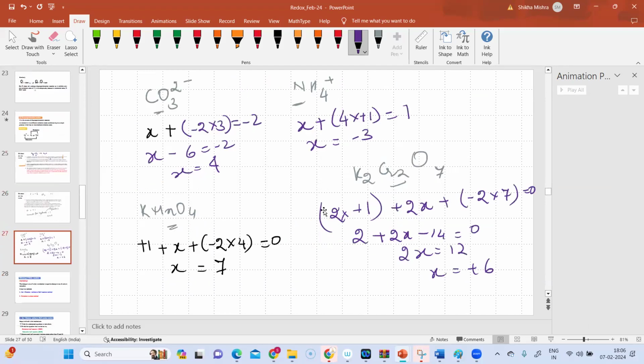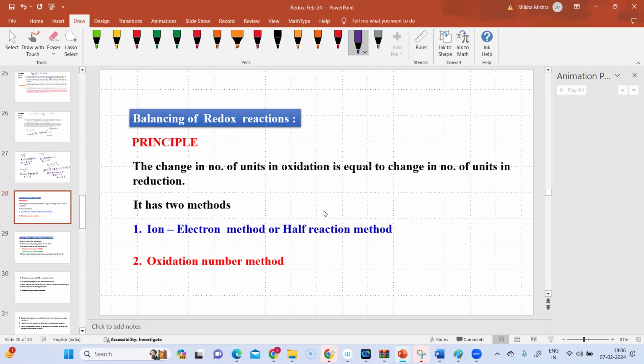We have already done oxidation number. Now coming quickly to the next topic to be discussed, that is balancing of redox reactions. Ritika, I'll be very happy if you tell me, have you been taught both the methods, or have they taught you only one method? Ion electron method or oxidation number method, or both? Ma'am, they taught the second method, the oxidation number method.